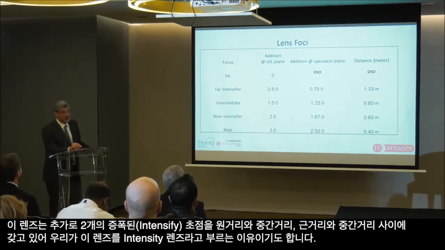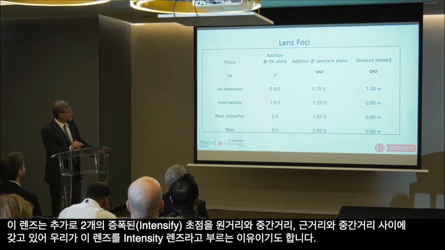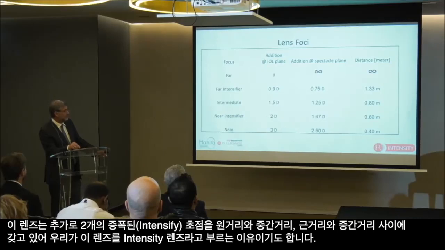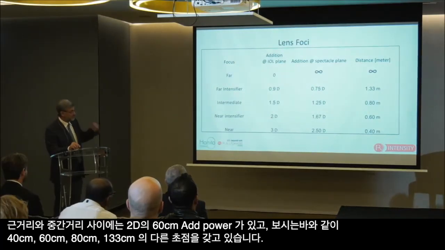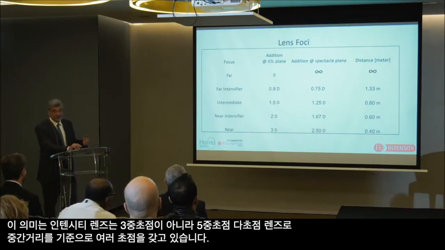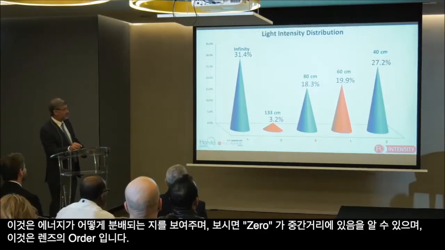But here, in addition, there are 2 more foci. One is in between the far and intermediate, termed here far intensified. This is why it's called the Intensity lens. Another is in between the near and intermediate at 2 diopters, which is about 60 centimeters. So as you see, there are 40, 60, and 80 centimeter foci. This means it is not a trifocal lens, it is a polyfocal lens, with multiple foci from the center, which is how the energy is distributed.